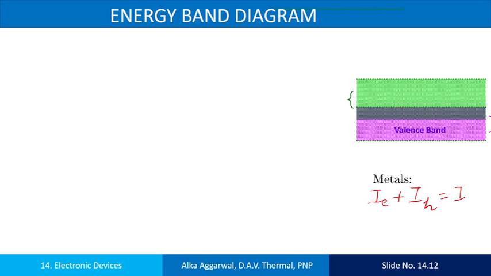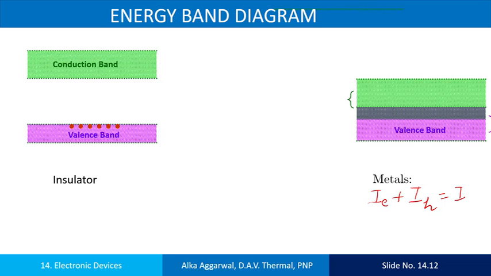In the case of an insulator, the energy gap or the forbidden band between the conduction band and the valence band is large. It is of the order of 6 electron volt. So, an electron needs high energy to jump to the conduction band, and very few electrons jump to the conduction band.